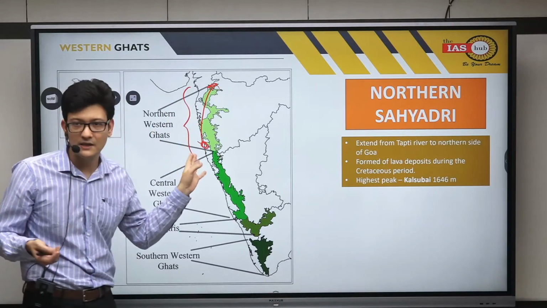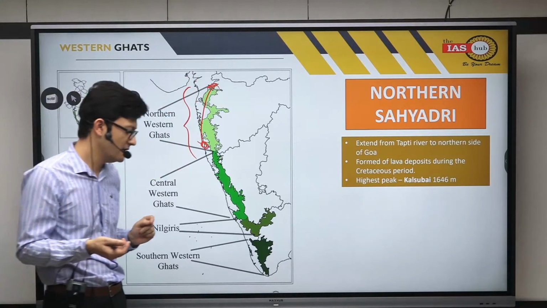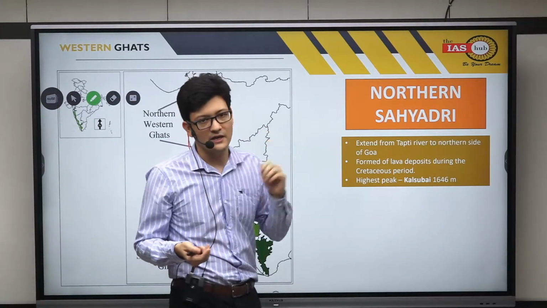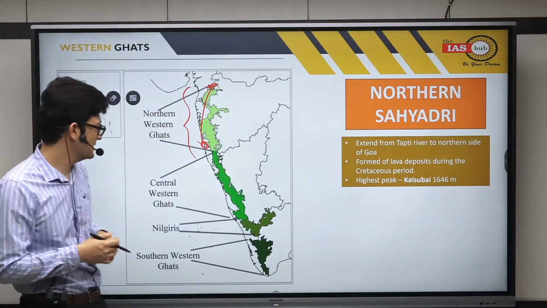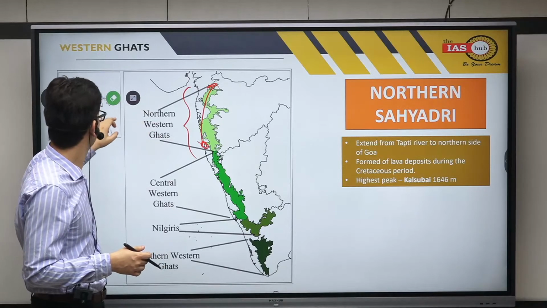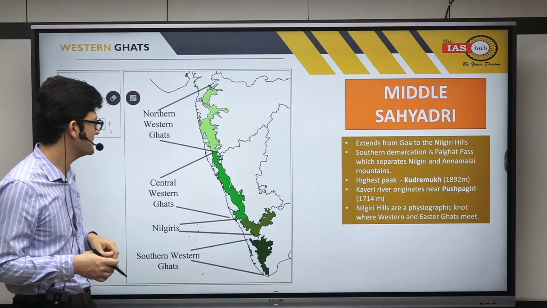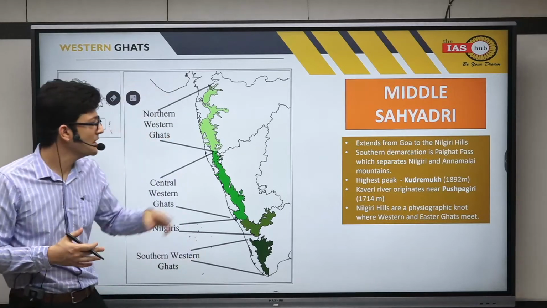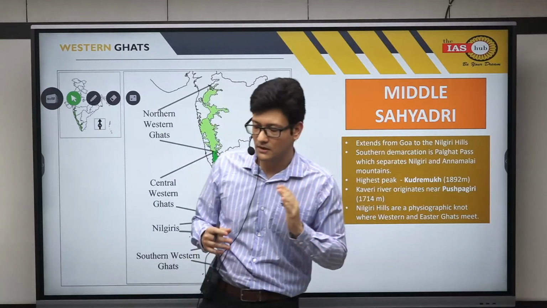The highest peak in this, because it constitutes the majority of Maharashtra, is Kalsubai. Kalsubai, 1646 meters, is the highest peak of the northern Sahyadris. Then moving on towards the middle Sahyadri. Middle Sahyadri extends from Goa, northern Goa. We have covered the northern Sahyadris.